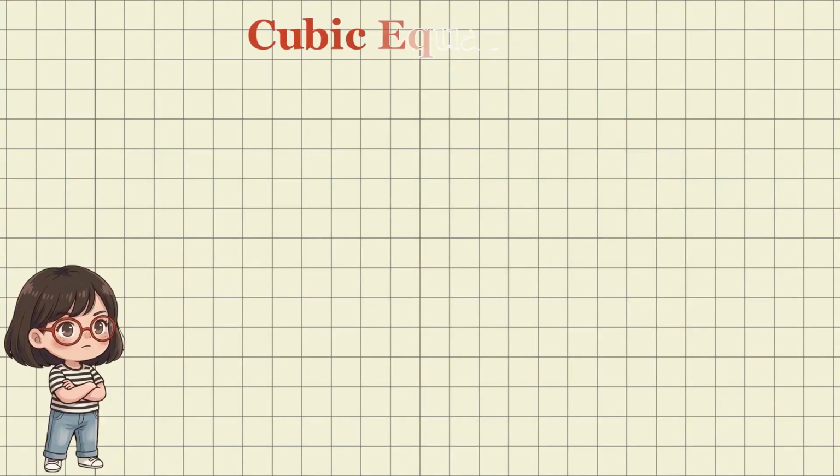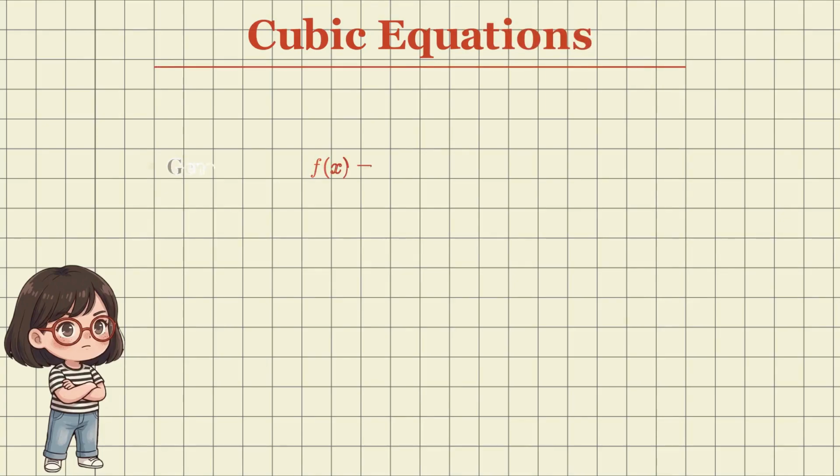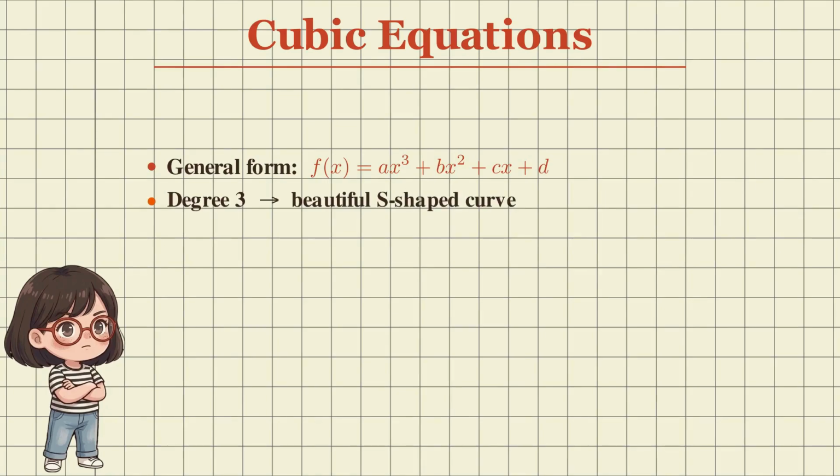Degree 3, cubic equations. General form is f of x equals ax cubed plus bx squared plus cx plus d. And the graph? It has this gorgeous S shape. It curves up, switches, curves back down. Really satisfying to look at.